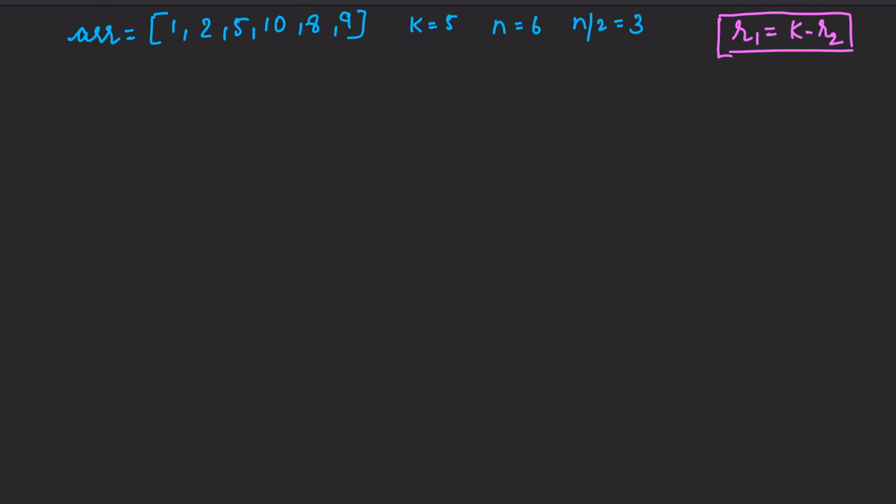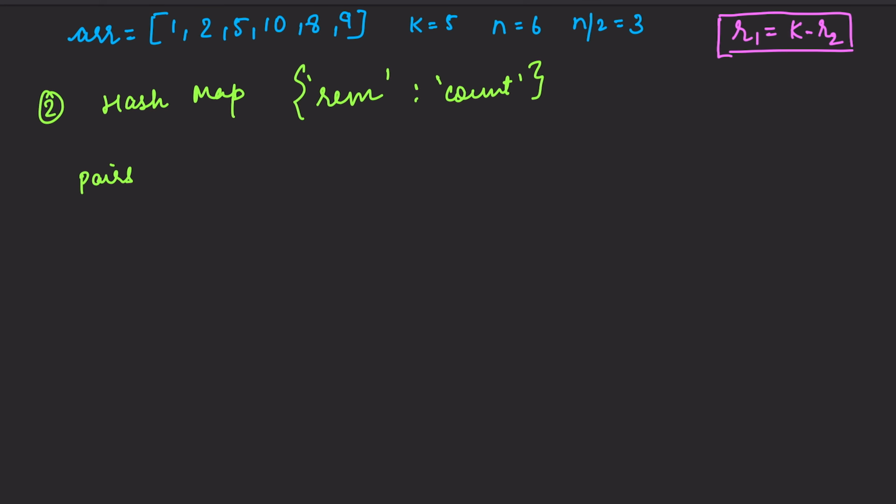For this, we will be using a hash map where keys represent the remainders and values hold the counts. There's a slight further optimization in this approach, as we will be storing the remainders based on the requirement. Also, we will be using another variable called pairs, which will be initialized to 0.